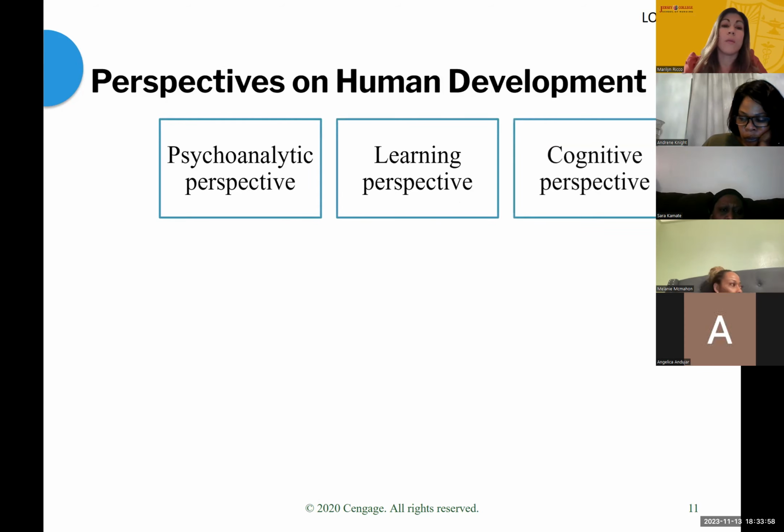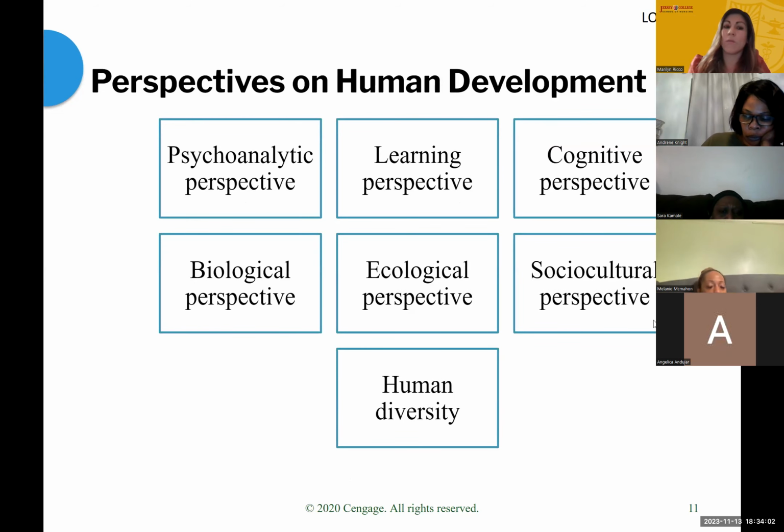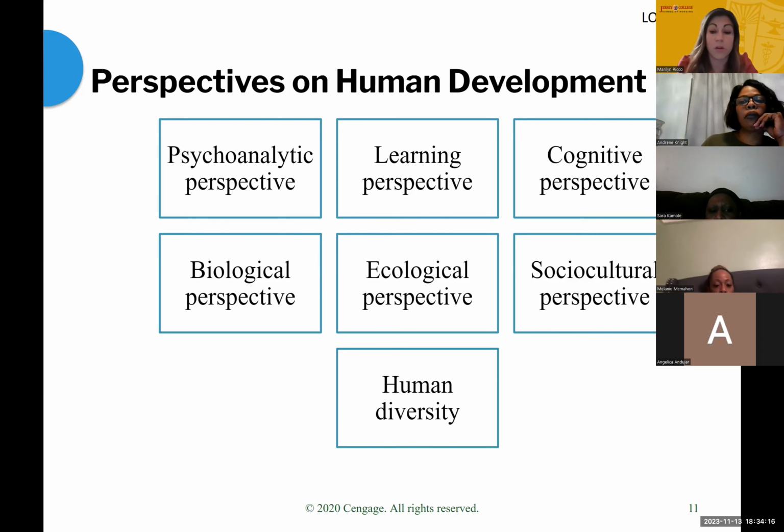So these are some perspectives on human development. We have the psychoanalytic perspective, learning perspective, cognitive perspective, biological perspective, ecological perspective, sociocultural perspective, and then human diversity. And we'll talk about each of these.